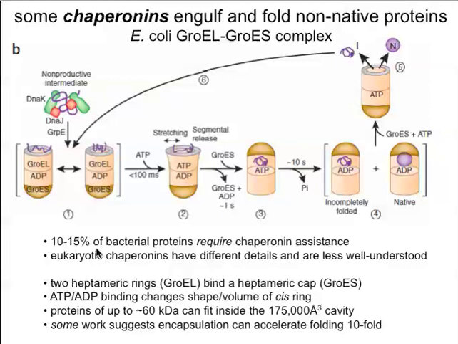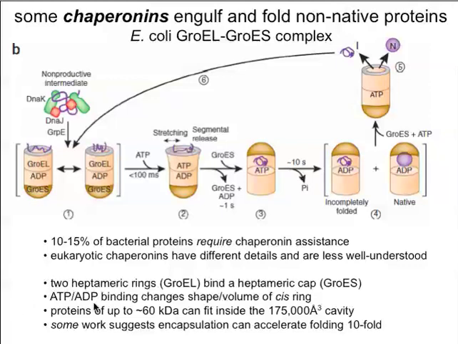It's worth noting that lots of proteins in bacteria, presumably even more in eukaryotes, require chaperone assistance for proper folding. In the case of the stressed system, right, not de novo folding now, but refolding, as many as 30% of bacterial proteins require chaperone assistance after heat shock. Again, eukaryotic chaperonins have different details, slightly different structures, and are less well understood. GroEL is the archetype of chaperonins, the bacterial system.